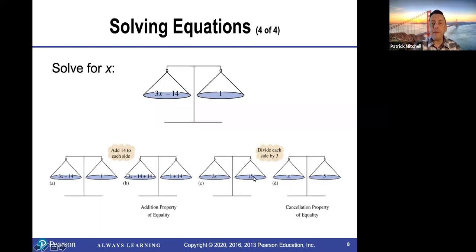And then if we divide both sides by 3, using what they call the cancellation property of equality, on the left side we have x, and on the right side we have 5. So x must equal 5 if this scale is balanced, if this is an equation, an equality.